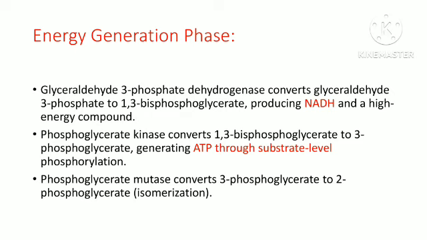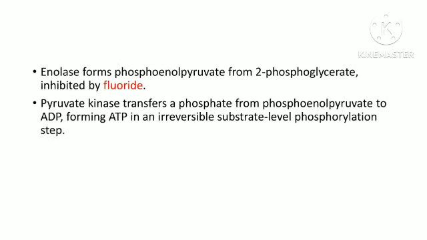Enolase forms phosphoenolpyruvate from 2-phosphoglycerate, and is inhibited by fluoride. Pyruvate kinase transfers a phosphate from phosphoenolpyruvate to ADP, forming ATP in an irreversible substrate-level phosphorylation step.